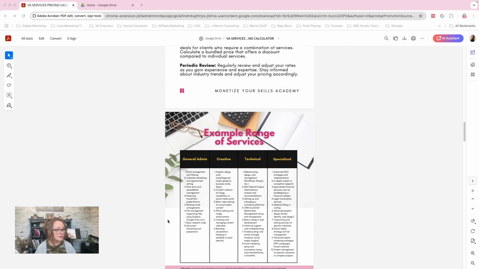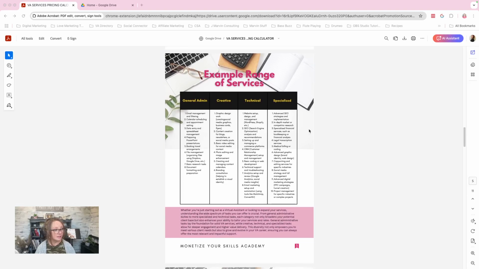So here's an example range of services. It's a lot of different things that you can do, and it's in 4 different categories. We have general admin, creative, technical, and specialized right here.